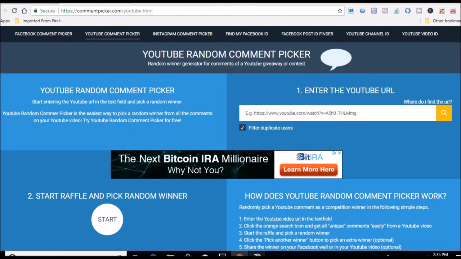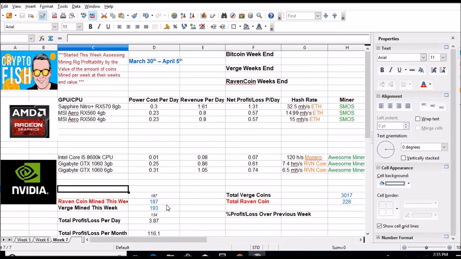So let's go back over here. That's what I did, 0.067 times 193 coins divided by 4 gave me, for my 570 8 gig, $1.61 gross a day, or $1.31 net. The RX 560 4 gigs, 80 cents a day apiece, or 57 cents net, which gave me a grand total, if I sell these coins now at their current value, of $3.87 a day, or $116 a month. That is what the current daily value of these coins is.